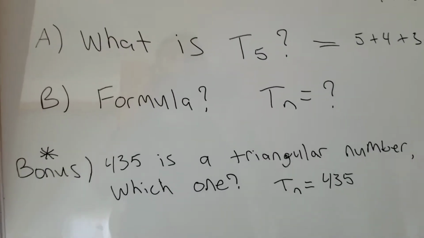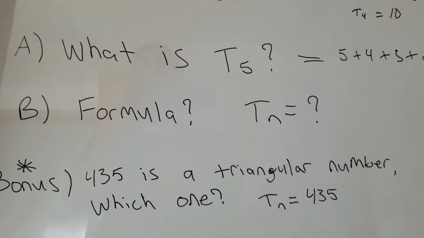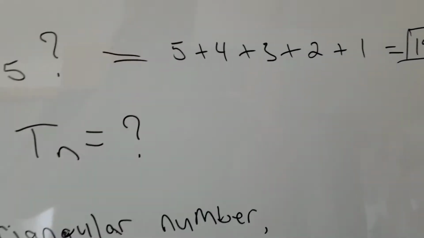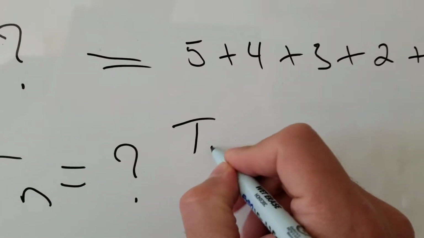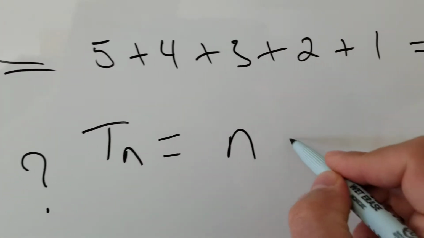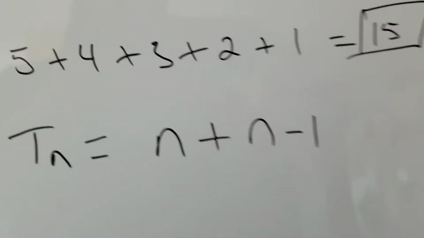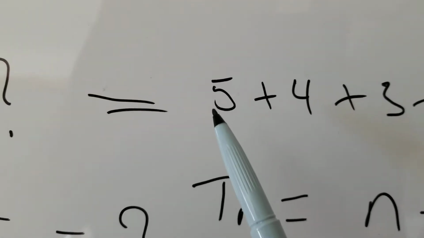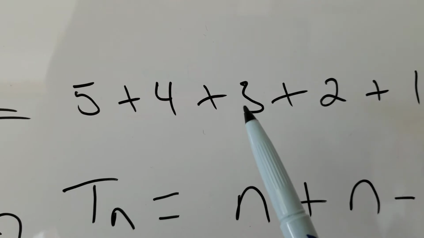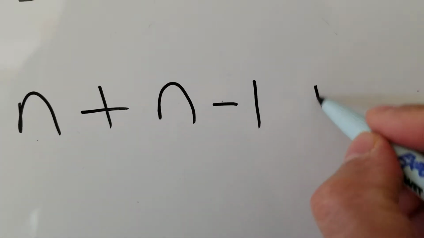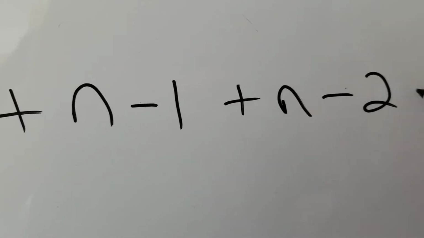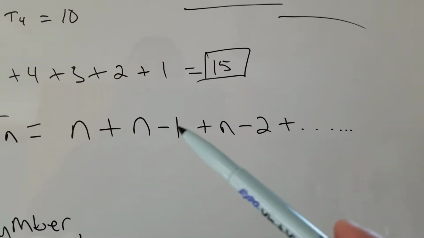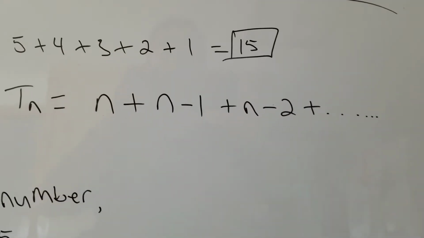This is why for B I asked that you use words to explain your formula and how it works. If you were to say something like T sub n equals n plus n minus 1, right? So that's going to be, when n was 5, 5 plus n minus 1, which is 4. This would be n minus 2, right? We keep just going down, plus, you could say, dot, dot, dot. So we keep subtracting 1 and adding it to our base number of n.